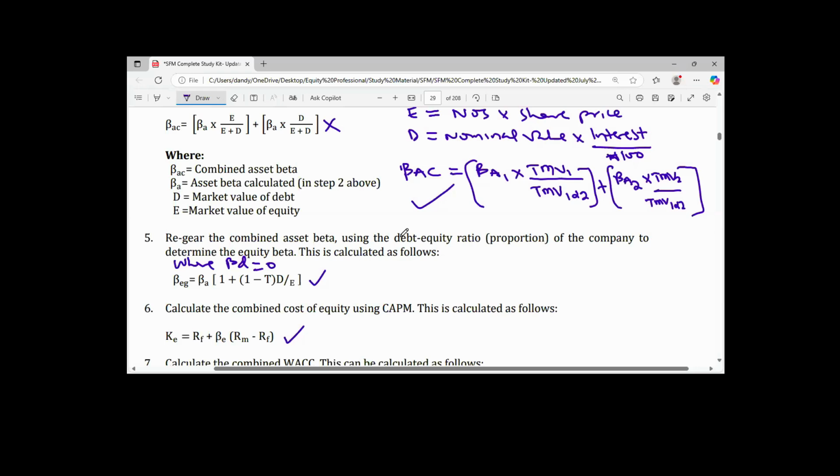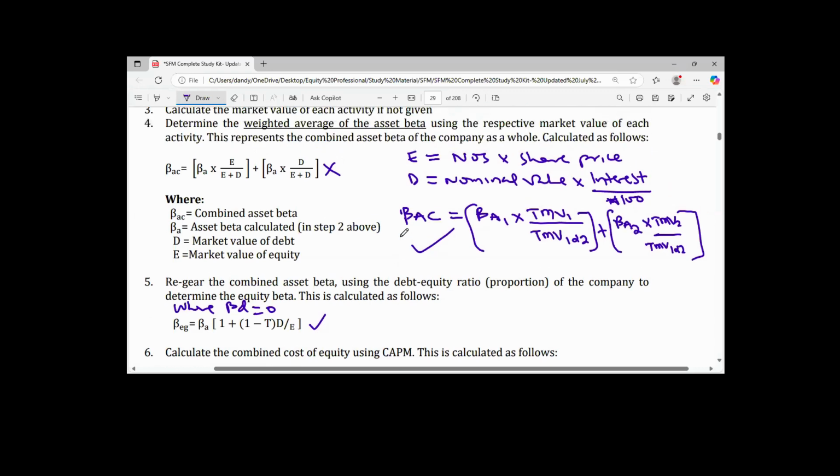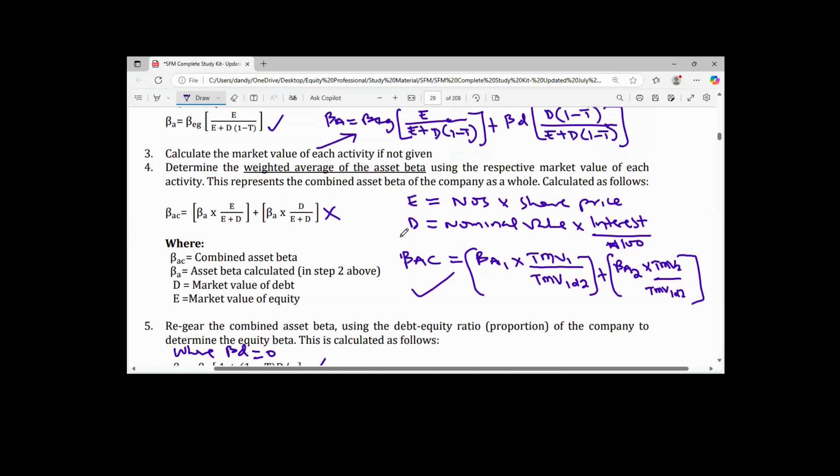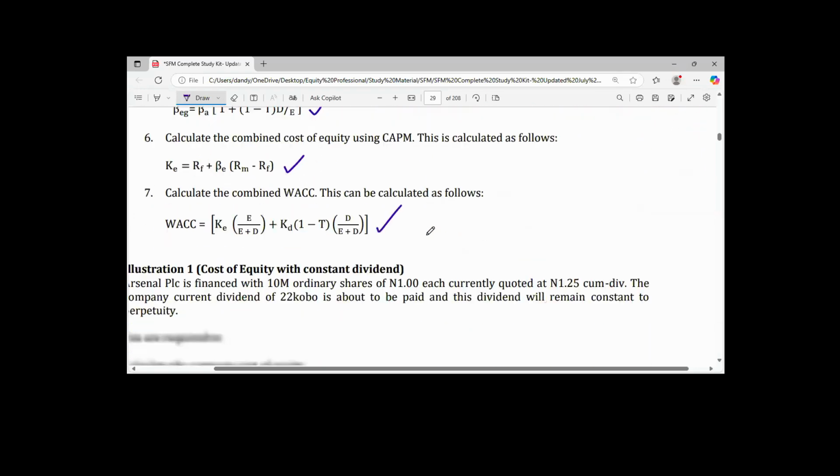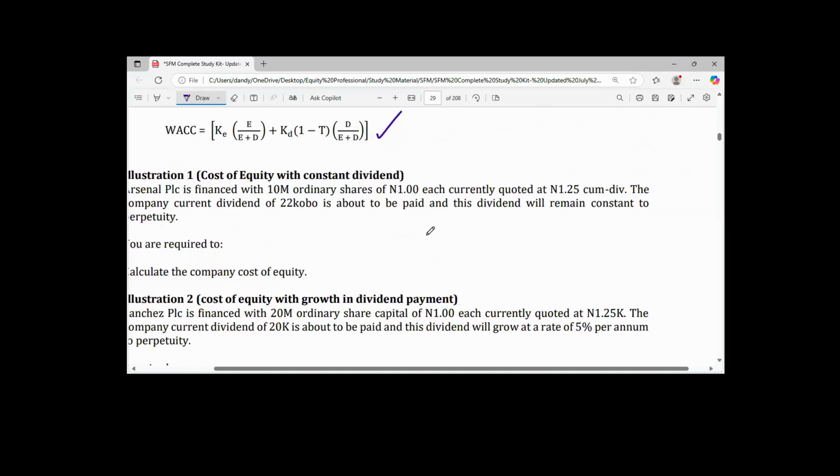The 5 procedures under project specific are embedded in this WACC. The only two different things are step 3 and step 4 that have been included, which is to calculate market value and also determine the asset beta of the combined. So these are the 7 procedures of calculating WACC. So with this, let's have an illustration.